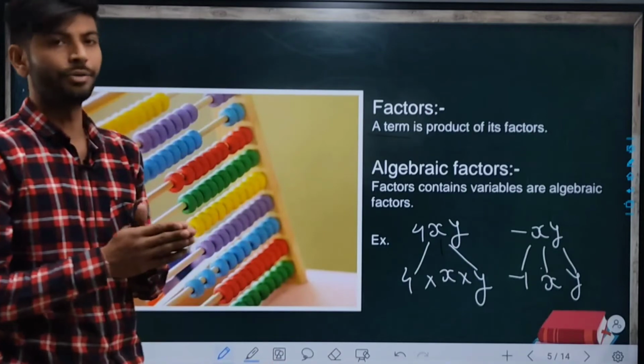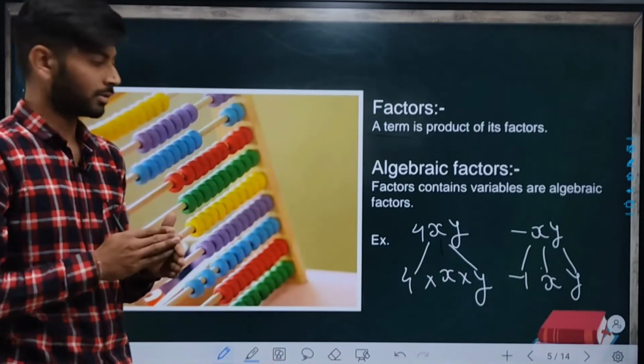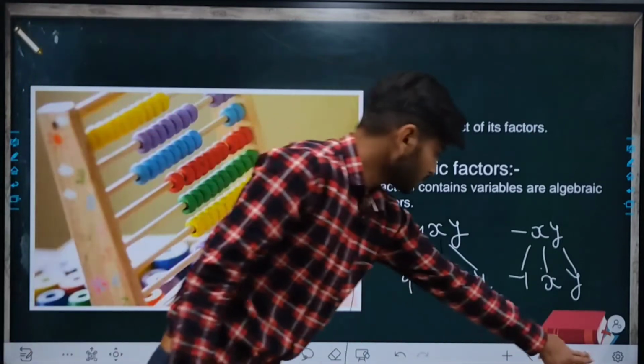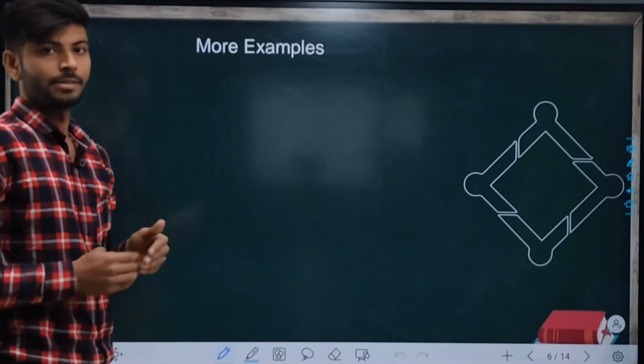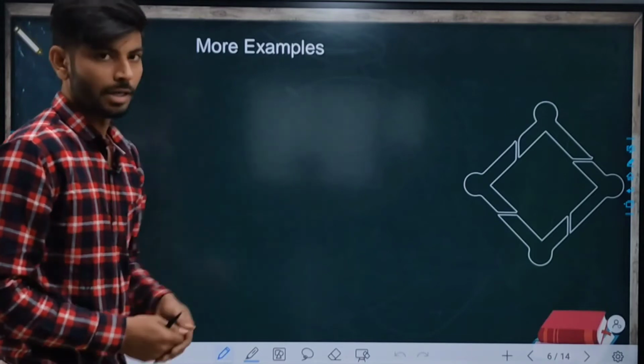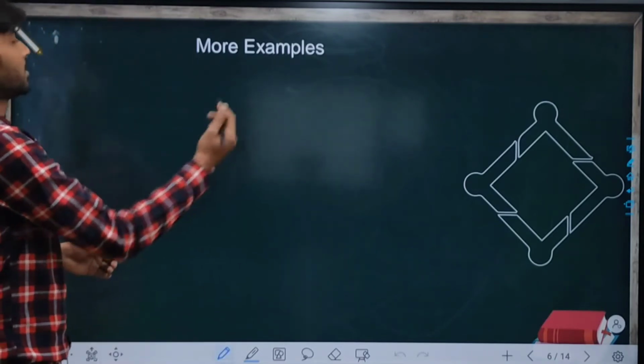Okay, now I think you understand the terms and factors. Let's see now the next thing. Let's understand this by some more examples. Let's take one example.